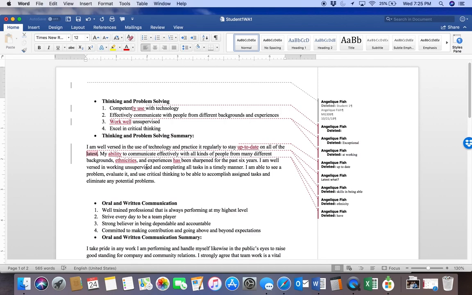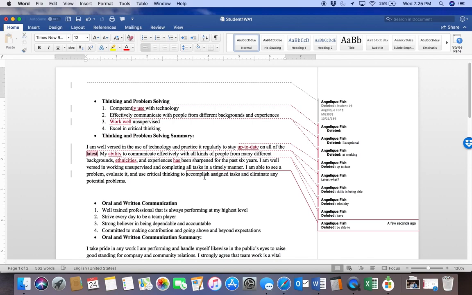I am well versed in working unsupervised and completing all tasks in a timely manner. I am able to see a problem, evaluate it, and use critical thinking to be able to accomplish assigned tasks and eliminate any potential problems. So, and use critical thinking to be able to, so that's wordy, so use critical thinking to accomplish assigned tasks.